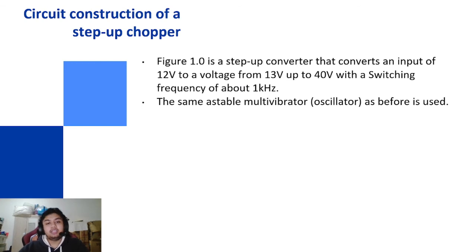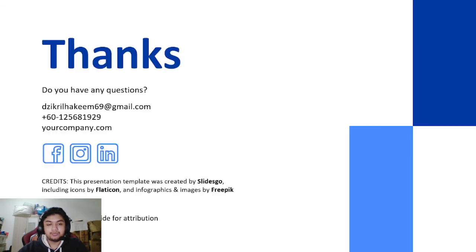Okay, figure 1 is a step up converter that converts an input of 12 volts to a voltage from 13 volts up to 40 volts with a switching frequency of about 1 kHz. The same astable multivibrator or oscillator as before is used.